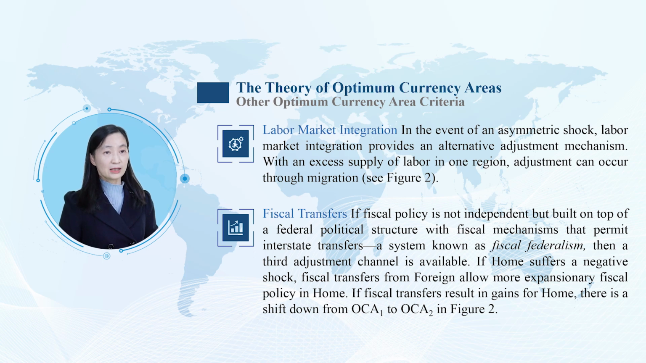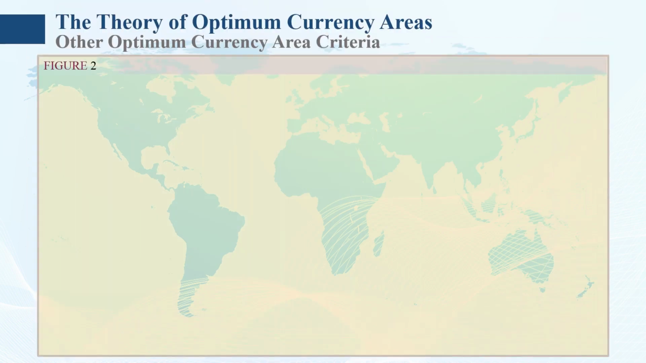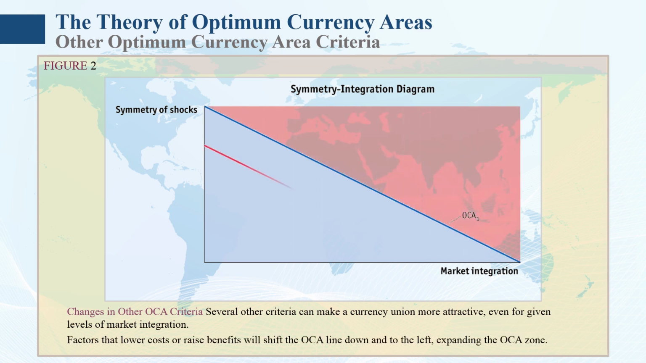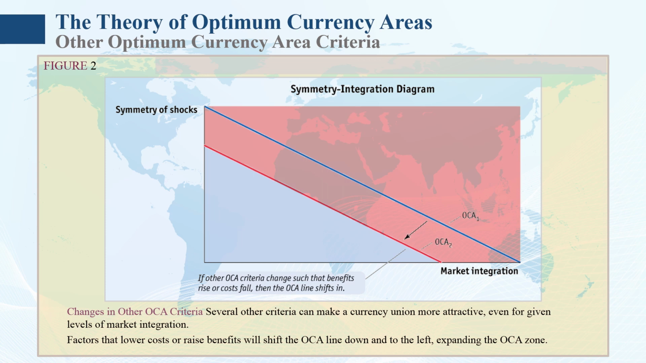Countries are more likely to want to form a currency union when their labor markets are more integrated. Two is fiscal transfers. We have now examined the two possible mechanisms through which countries in a currency union can cope with asymmetrical shocks, monetary policy and the labor market, but we have ignored fiscal policy.